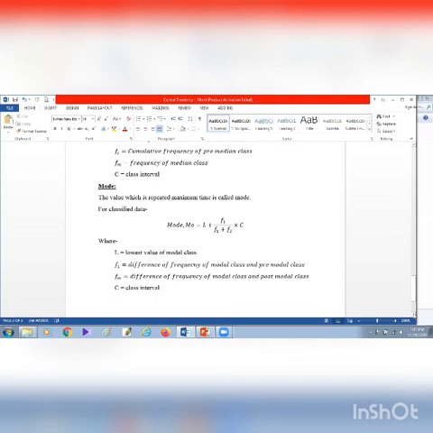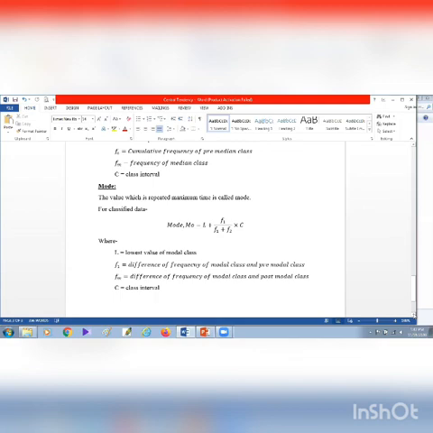So this is all about today's class. In this class, we understood first what is central tendency, later what are measures of central tendency, and we explained the different types of measures of central tendency.